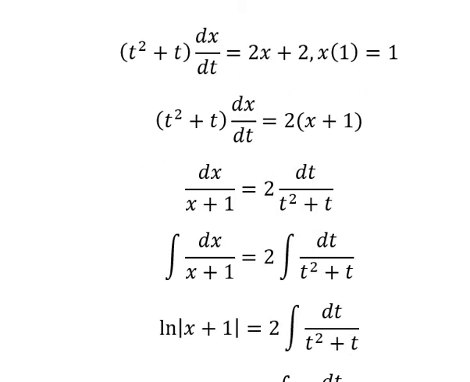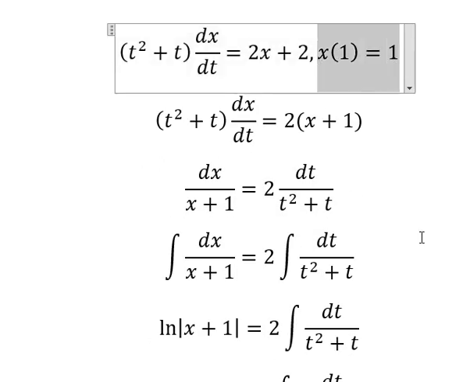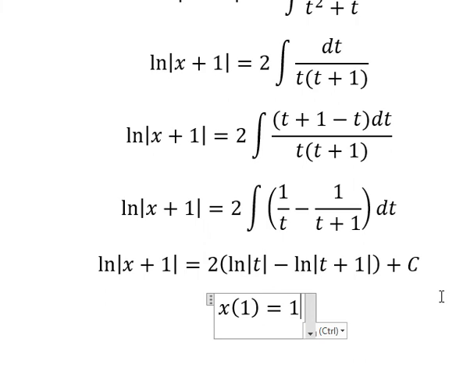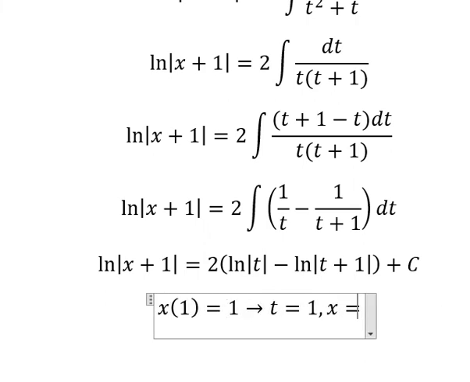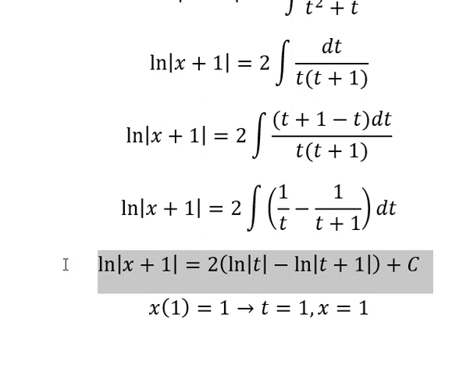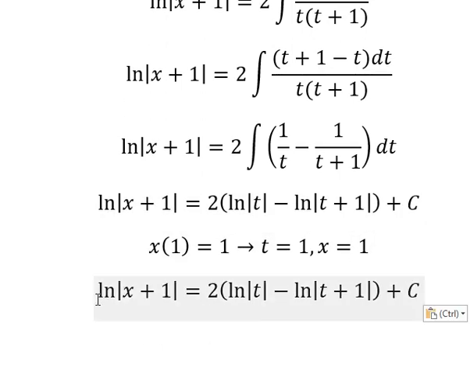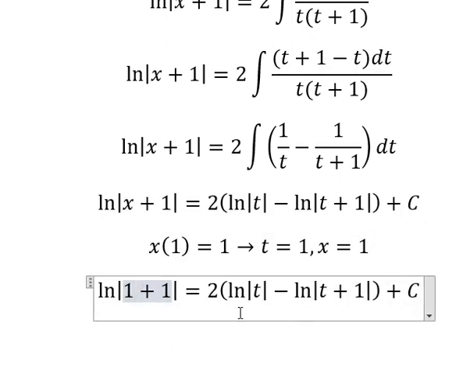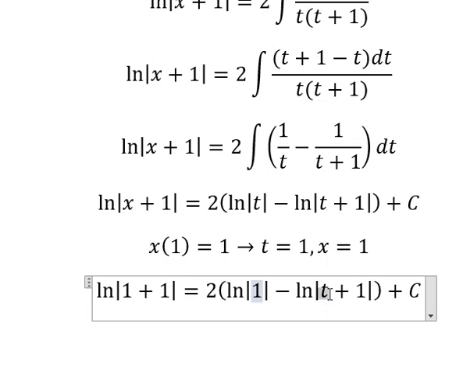Now, we have the conditions. That means when t equals 1, s equals 1. So we put number 1 in here, number 1 in here, and here.